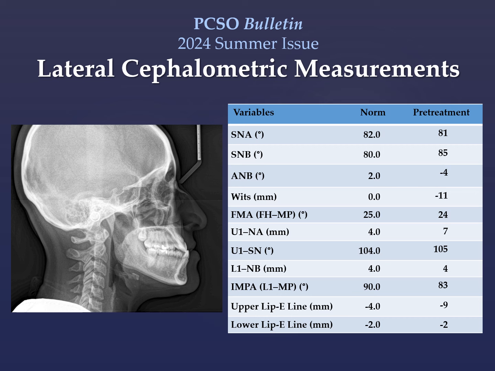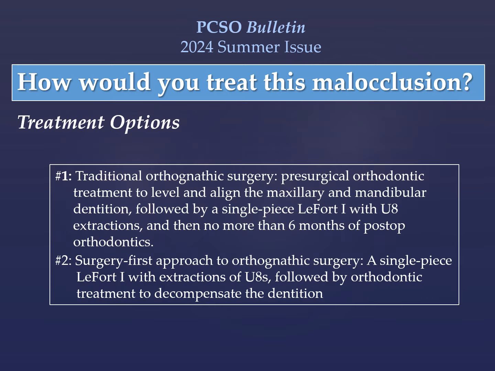The maxillary incisors were appropriately positioned with upper 1 to NA measuring 7 millimeters and the upper 1 to SN at 105 degrees. Her mandibular incisors were retroclined as lower 1 to NPog was 83 degrees. Lower 1 to NB was appropriate, measuring 4 millimeters. Her upper lip was retrusive in relation to the E-plane. Upper lip to E-line measured negative 9 millimeters.